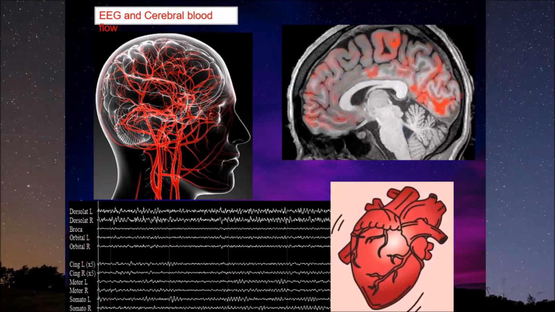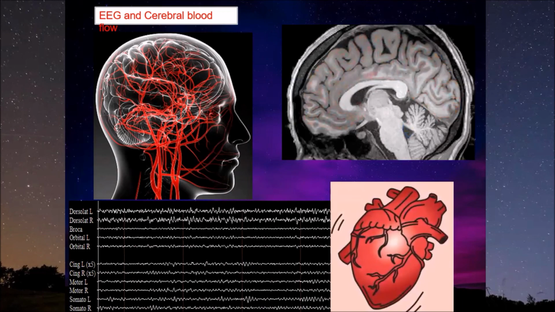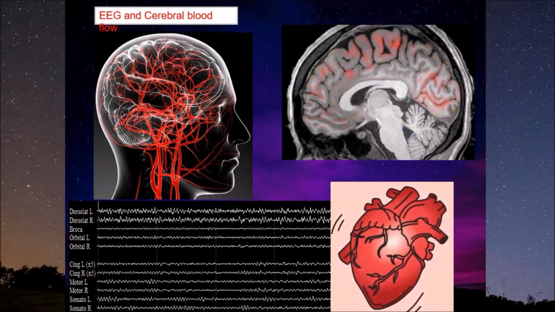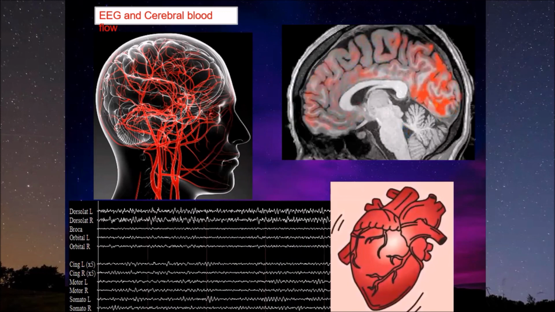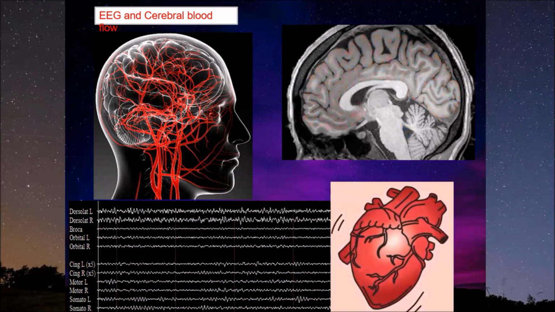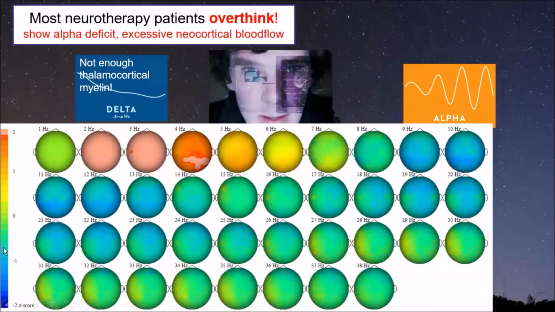If you have a lot of blood, everyone's spinning, all the cells are going wild, doing their own thing, you're going to be desynchronized. If you restrict the blood, very little resources, they synchronize and then go into alpha waves. Things like that. Most patients overthink.